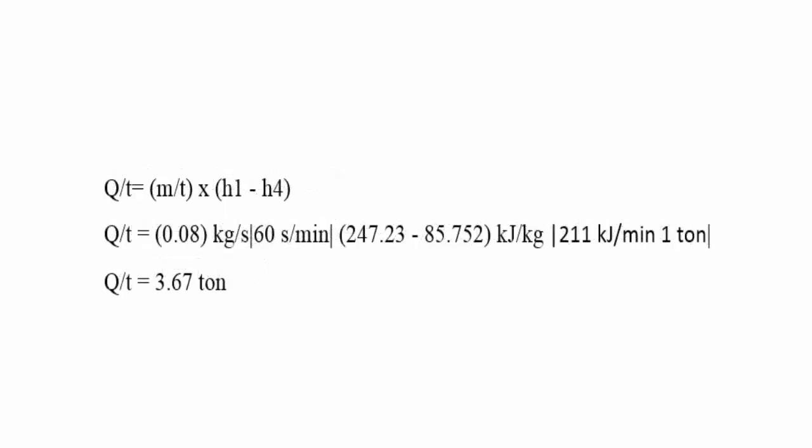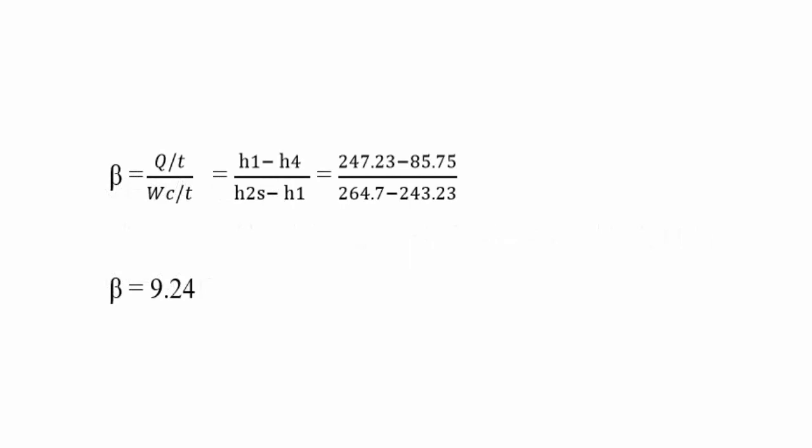And now we will calculate the heat transfer rate to the refrigerant which is passing through the evaporator. So its formula is given as Q by T is equal to mass flow rate, which is M by T, into H1 minus H4. So again we will put all three values and do the unit conversion, and Q by T came out as 3.67 tons.